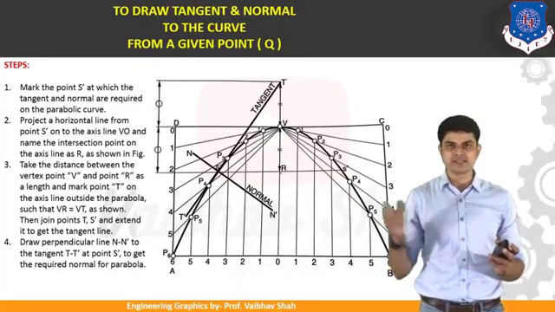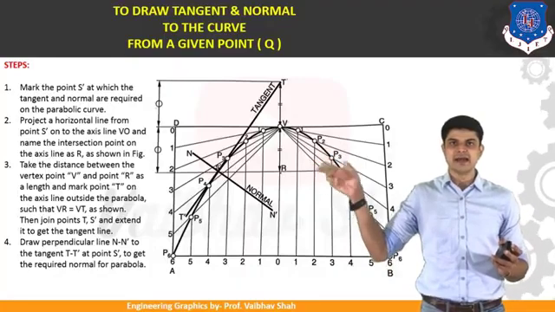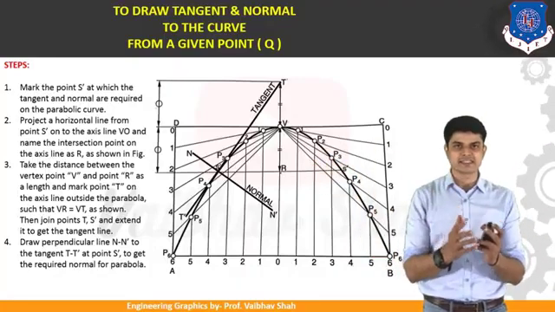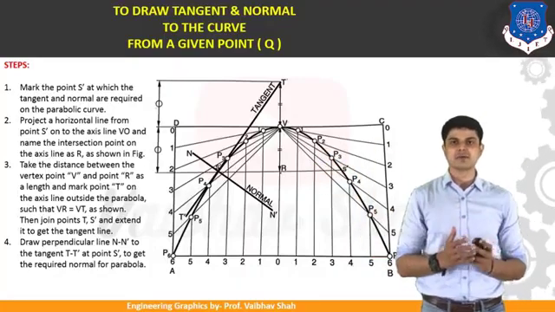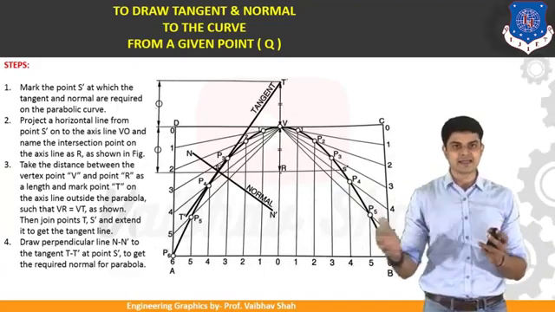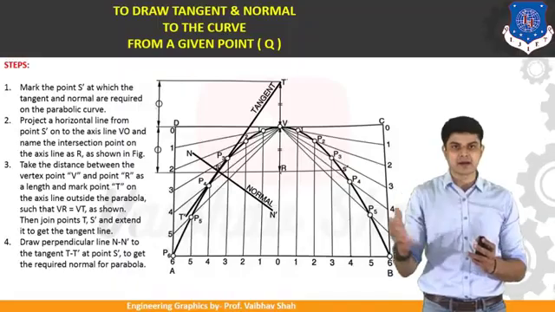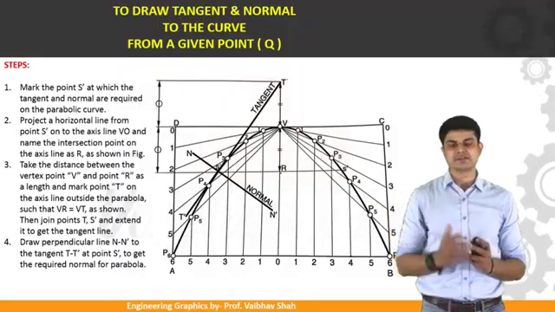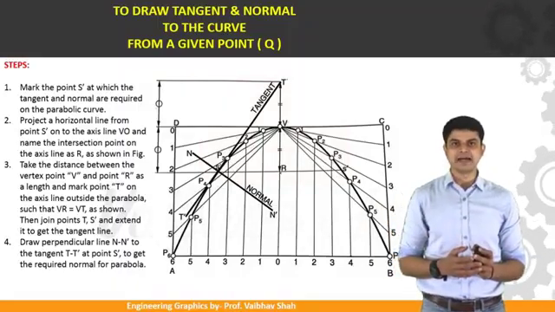So it is very easy. You are just reproducing the dimension of VR on the opposite side of your vertex, and you will be having your tangent and normal ready. So whenever you are having your parabola drawn by a rectangle method or by a parallelogram method, you can use this method. So that is all from my side.